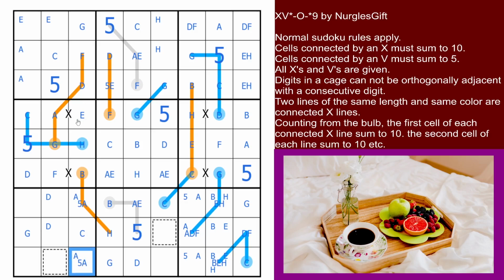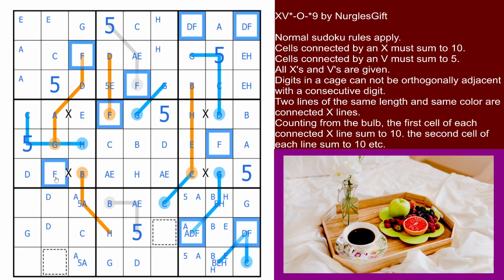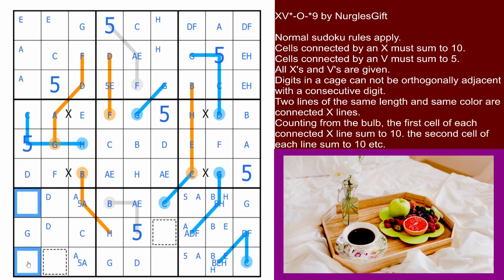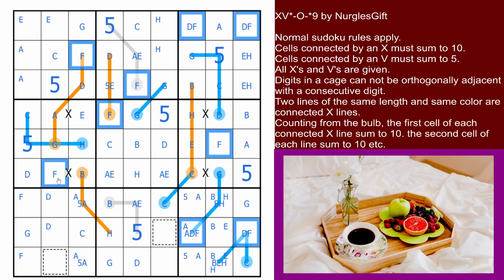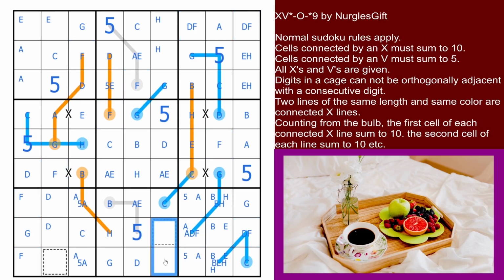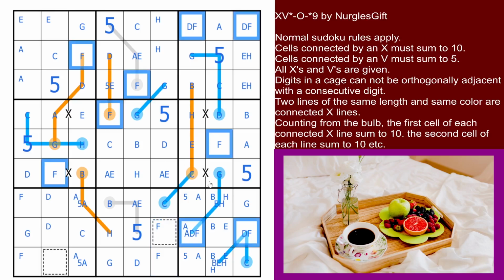F. So F is now somewhere here, right? Here or here. F has to be somewhere here. Okay. F. Too many F here. B.